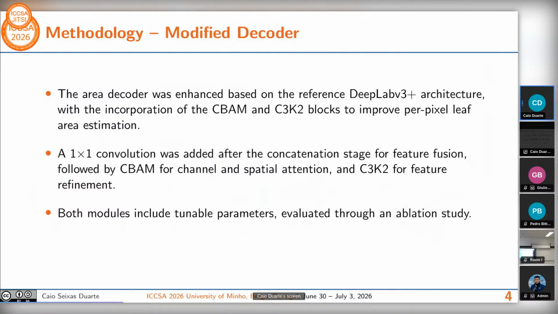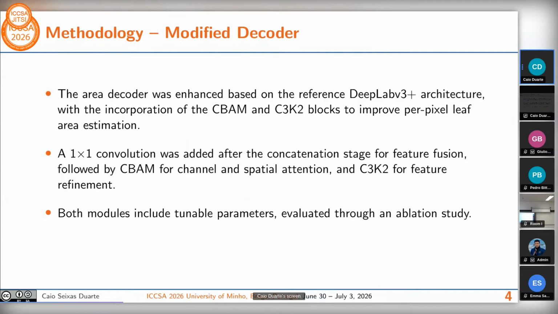After the feature concatenation stage, we first added a one-by-one convolution to improve feature fusion after concatenation. Next, we inserted the CBAM module. This block applies attention mechanisms in two stages, first over the channels and then over the spatial dimensions of the image. In this way, the network automatically emphasizes the regions and features that are most relevant for leaf area estimation. Afterward, we inserted the C3K2 block, which is responsible for refining the extracted features and enabling the representation of finer leaf details.